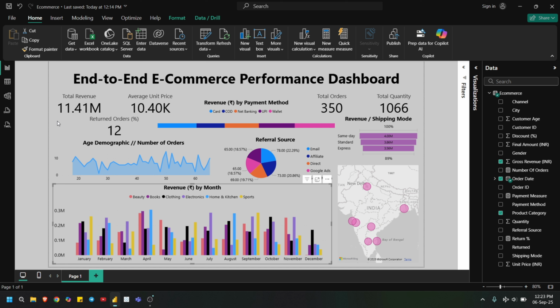The first shows the total revenue, which is 11.4 million rupees. The second one shows the average unit price of the order, which is 10.4 thousand. Then the total number of orders is 350, and the last KPI shows that around 12% of the orders are returned. Below that, there's an area chart that shows the age demographic as per the number of orders.